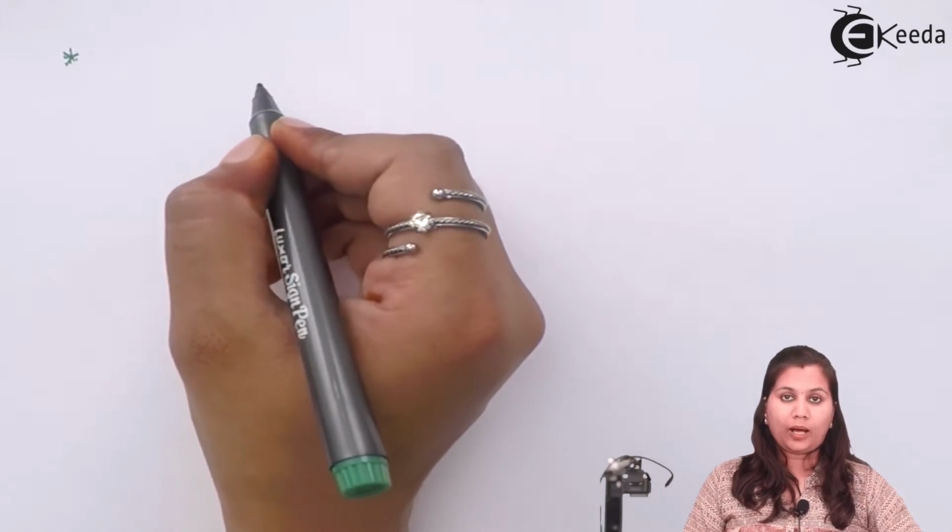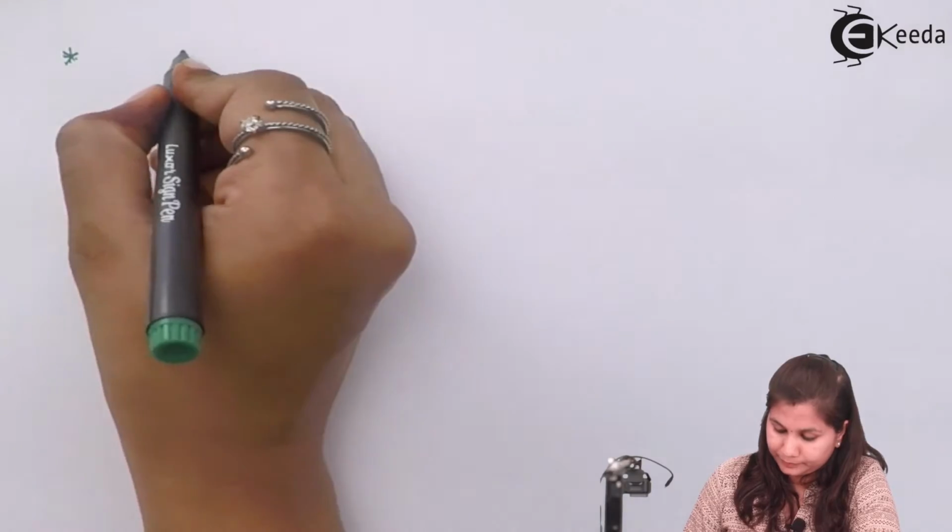Now let's see how, in the flat type and the corrugated type of diaphragms, the deflection is proportional to the applied pressure.